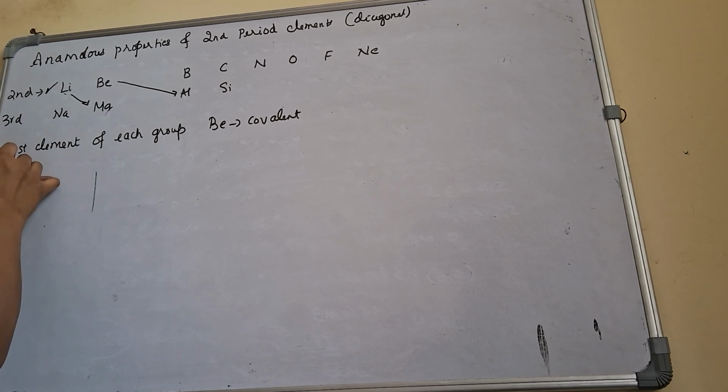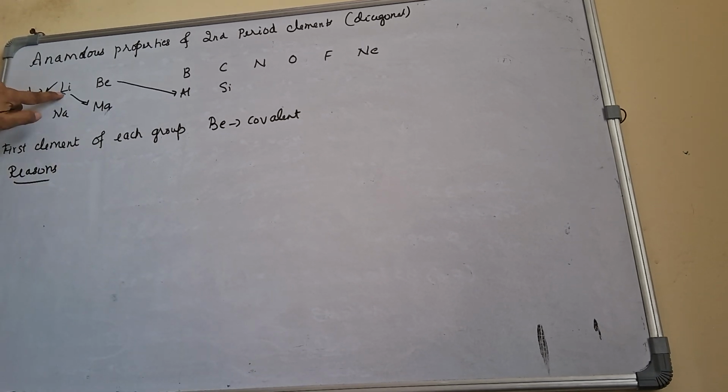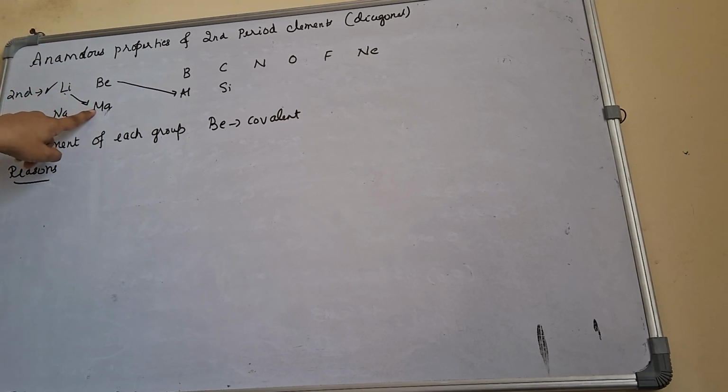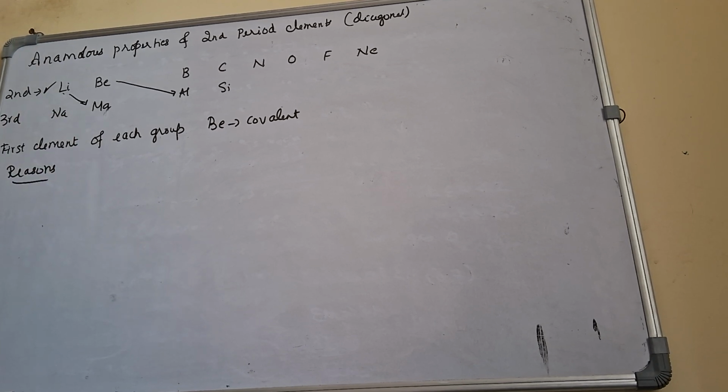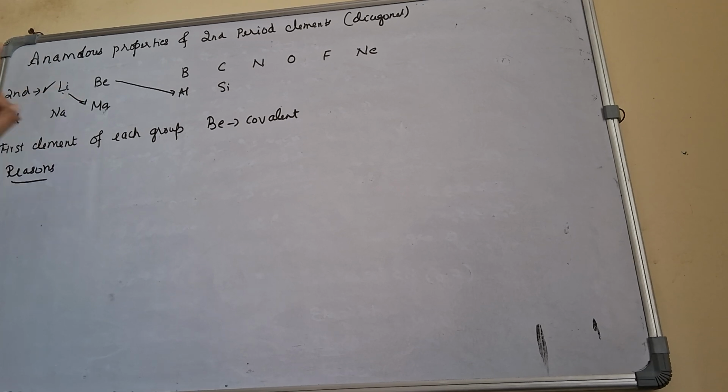Now let us understand the reason why this anomalous behavior is there in the case of second period elements. What is the summary? Lithium, or the first element of each group, or all the elements of the second period, they are very different from other members of their group, and they are more similar to the diagonal member in the next period. All right. One of the properties is that beryllium is more covalent. Technically, it should be ionic, and lithium behaves like magnesium.